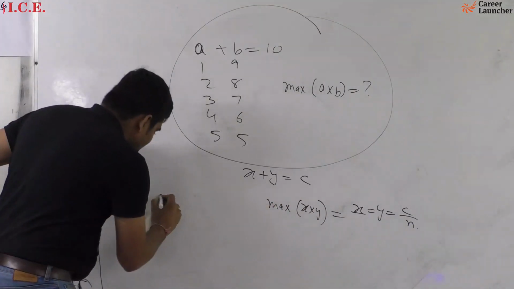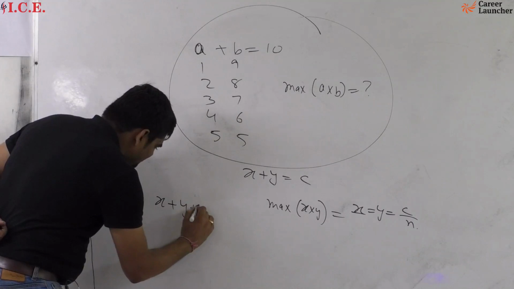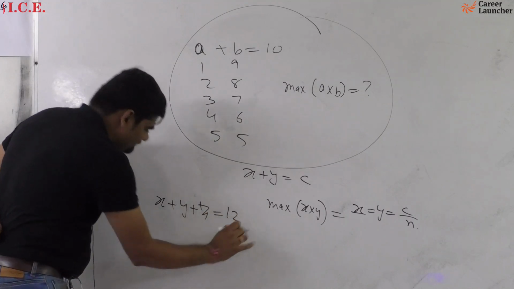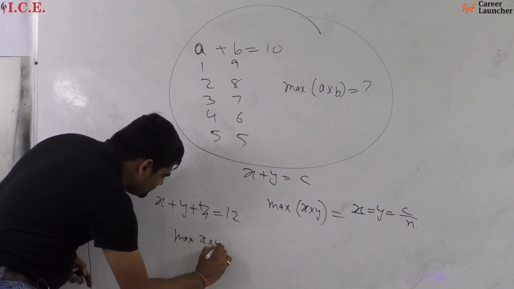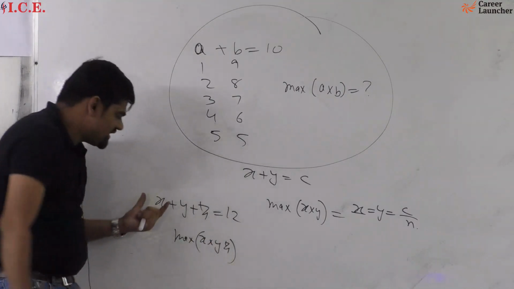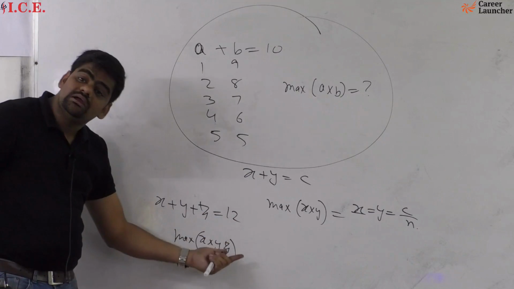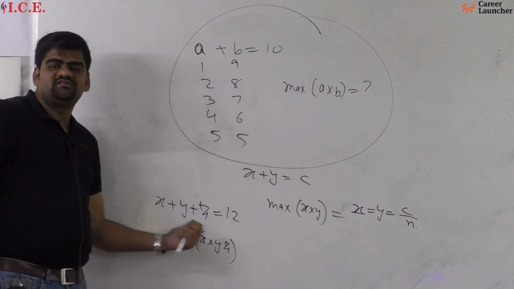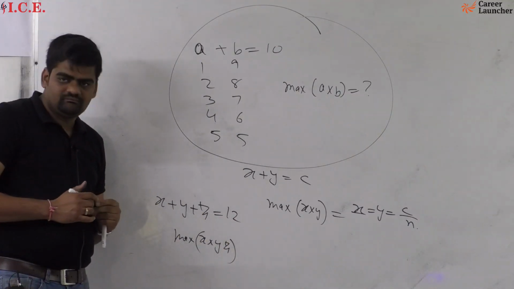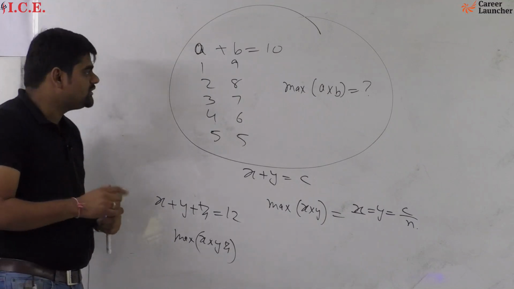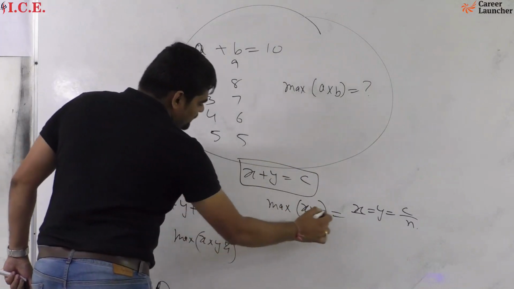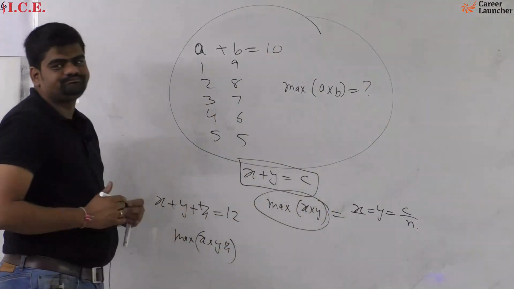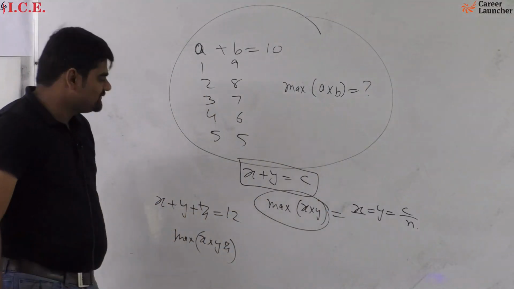For example, if x plus y plus z equals 12, where will I get the maximum value of x into y into z? Where x equals y equals z equals 12 by 3, that is 4. So 64 can be the maximum value. Clear? Okay? Note down this important thing. If the sum is constant, then the product will be maximum when they are equal.